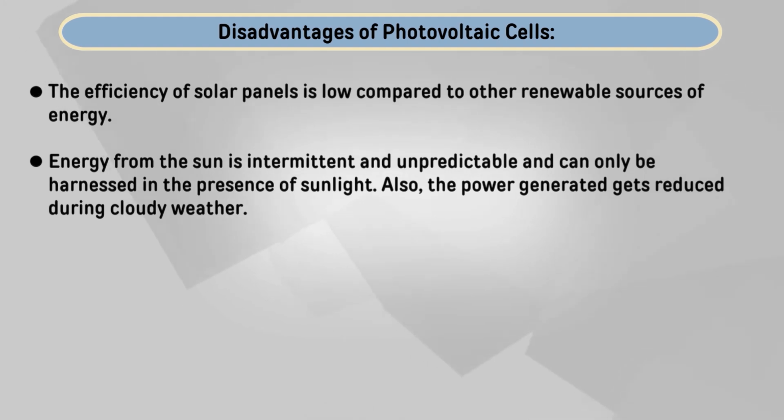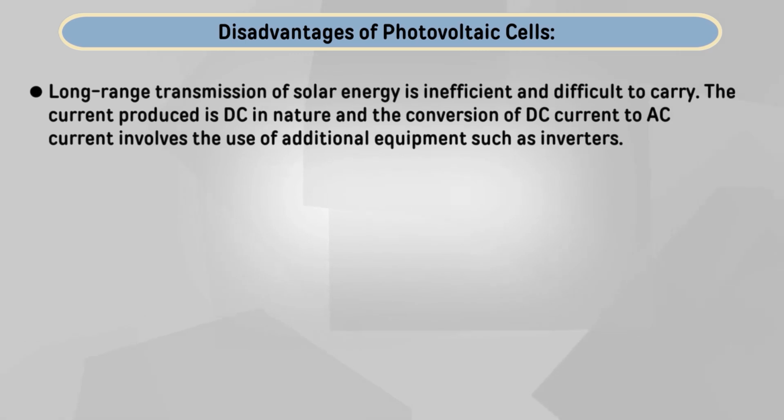So, at that time, if we have that energy saved, then we can use it; otherwise, at that time the solar panel is, let us say, useless. And the efficiency is really very low at present in whatever solar panels are available in the market. Long range transmission of solar energy is insufficient and difficult to carry. The current is produced in DC in nature, and the conversion of DC current to AC current involves the use of additional equipment such as an inverter.